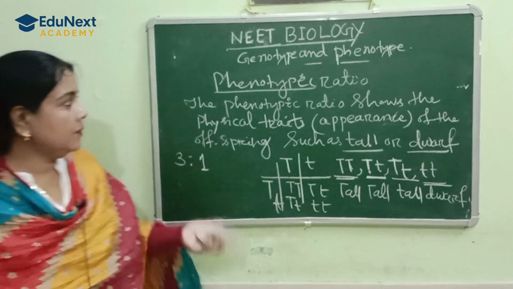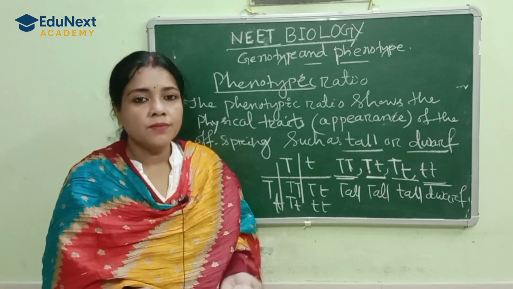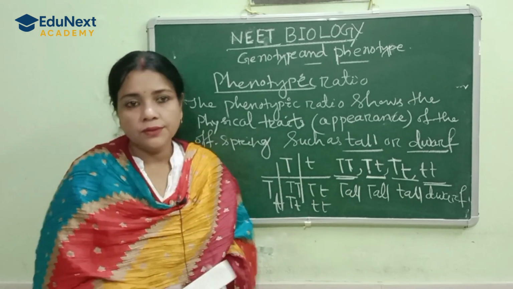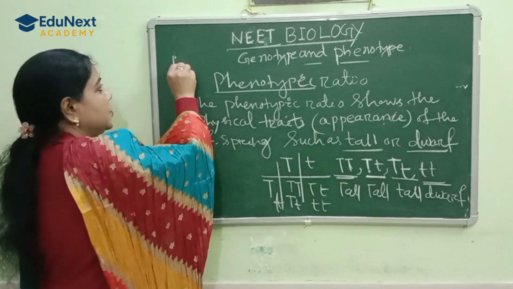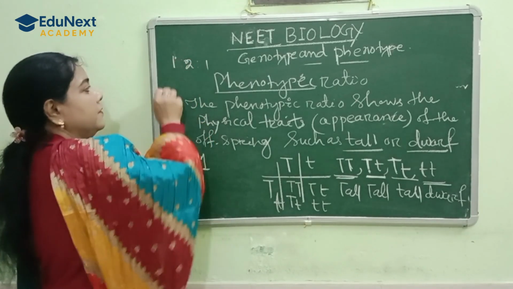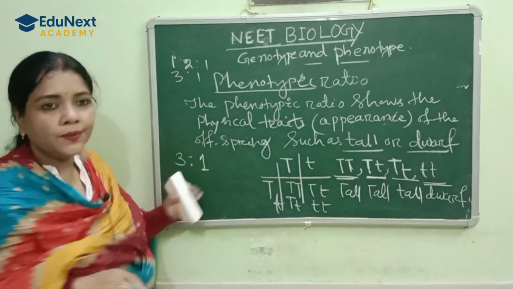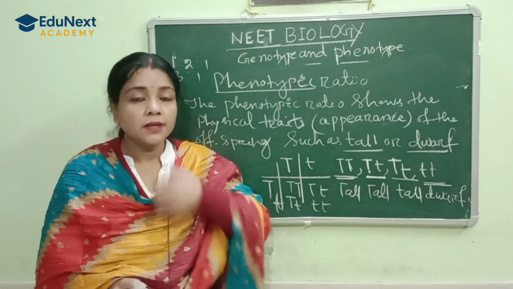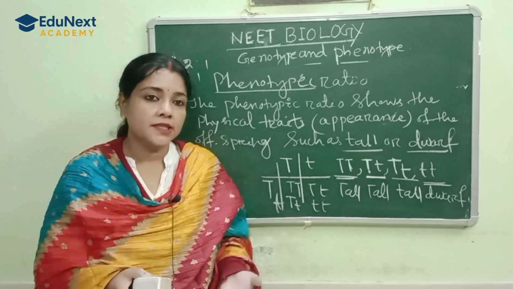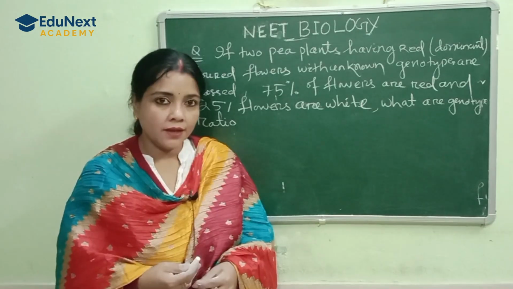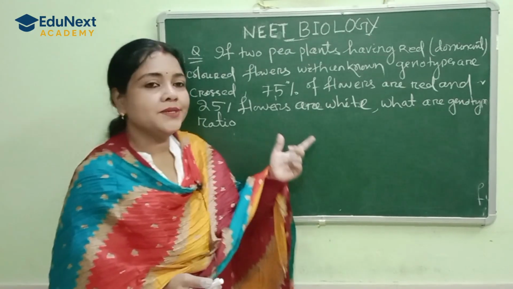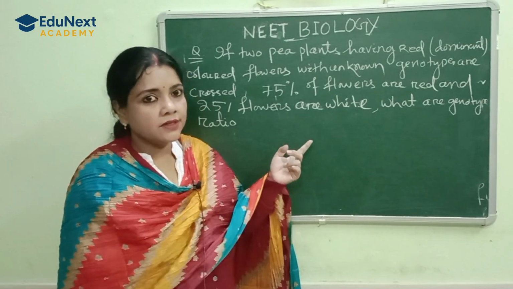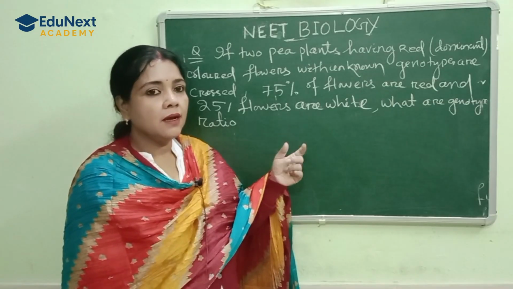Okay, so in this way, you will face a problem regarding your genotypic ratio and phenotypic ratio. Genotypic ratio was 1:2:1, but phenotypic ratio is 3:1. Okay. Now let us discuss another problem that already came in the NEET exam in previous years. This is a very important and very interesting question.